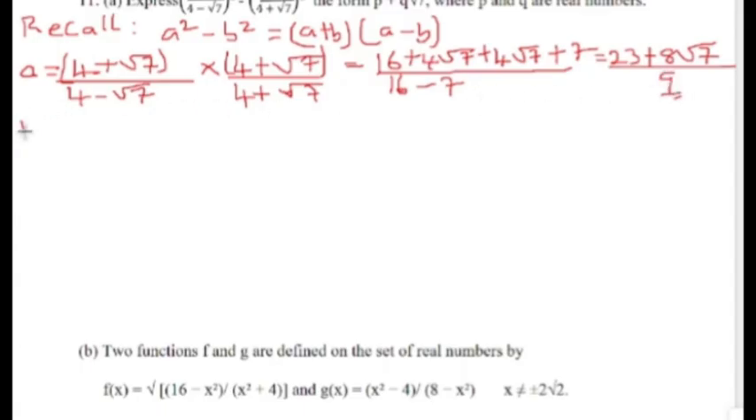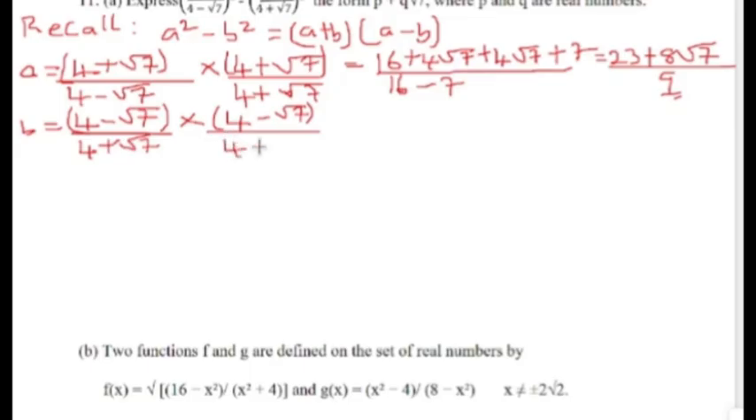Now for b, it is 4 minus root 7 divided by 4 plus root 7. So again, I'm going to do the same thing I did for a. I multiply by its conjugate. So this gives me 4 minus root 7 divided by 4 minus root 7. And let's see what we have here.